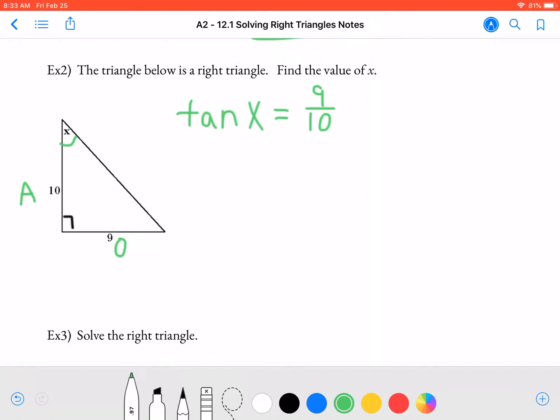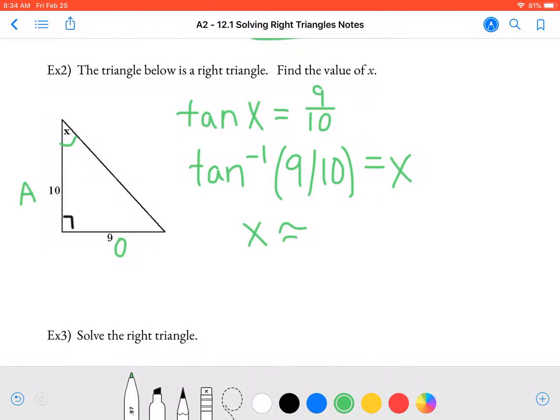Now to undo the tangent, we have to use the inverse tangent. So I say tangent, and the inverse is the little power of -1, we've looked at that before, of 9 over 10 equals x, and then that gets typed into the calculator. Make sure also when you're using any type of trig function that your calculator is in the right mode. It has to be in degree mode, or you're going to get wrong answers. When you type this in, it should give you approximately 42 degrees.